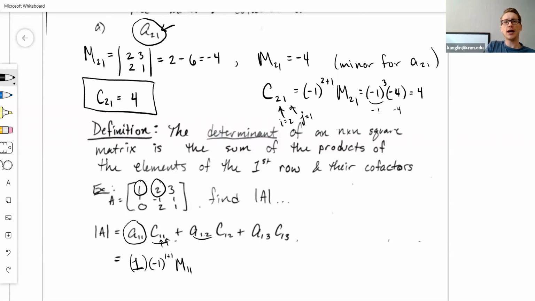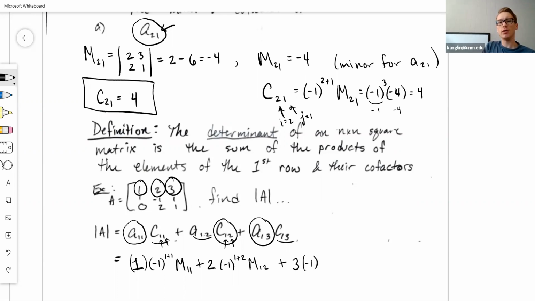A12, that's this guy, times C12, which again is just negative 1 to the I plus j, so 1 plus 2, times M12. All the way down the row, the last entry in the first row, A13 is 3, multiplied by C13, which is just negative 1 to the I plus j, 1 plus 3 power, multiplied on M13.